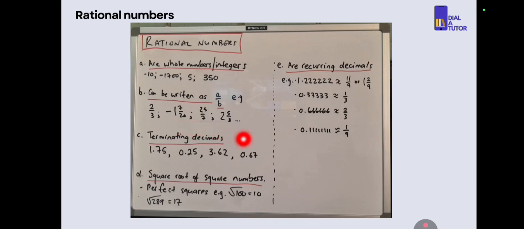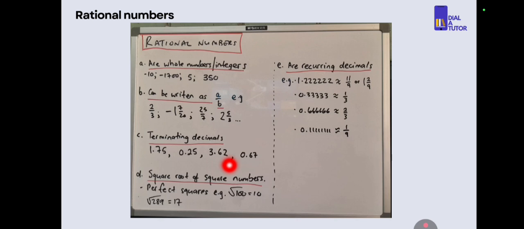They are terminating decimals, meaning that when you write the decimals, they come to an end: 1.75, 0.25, 3.62. It doesn't necessarily mean the decimals have to be written to 2 decimal places. Even if it's written to 4 or 6 decimal places, as long as the decimals can terminate without being rounded off. And then square roots of square numbers.